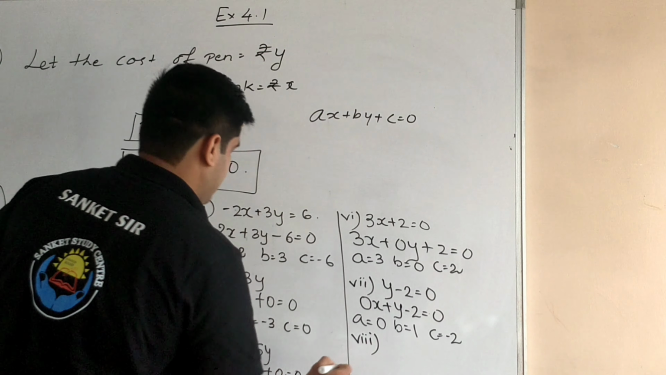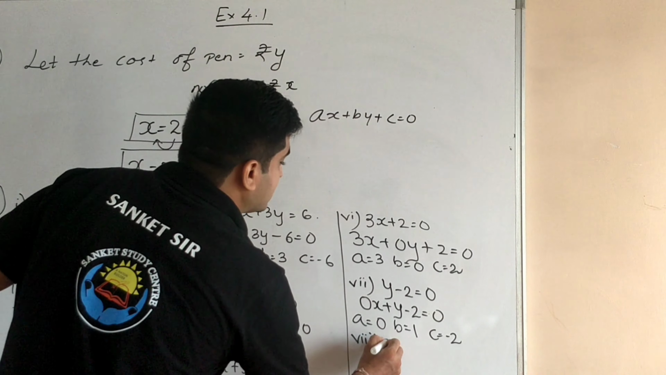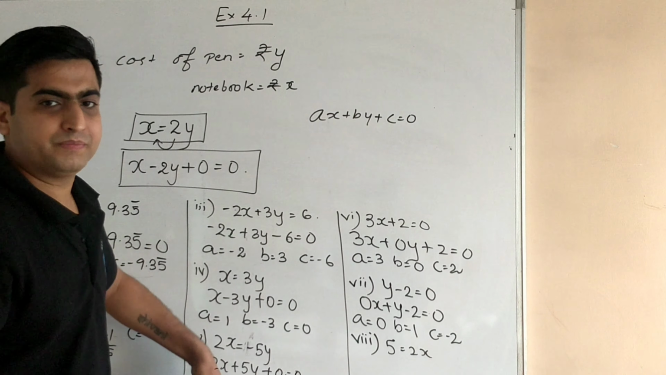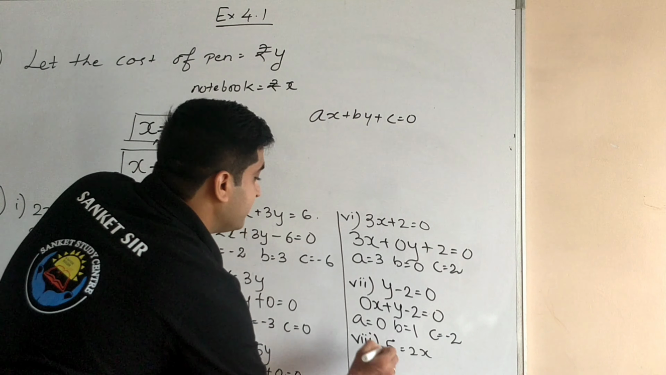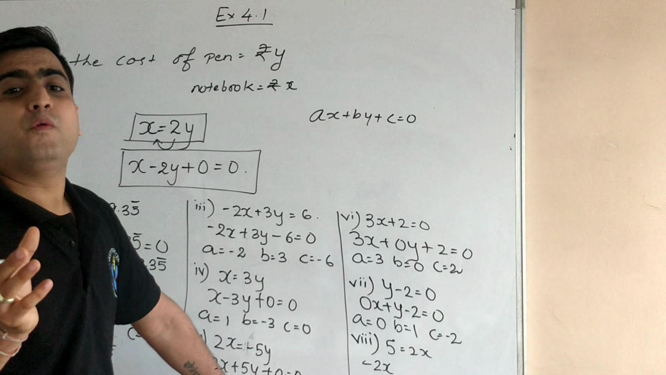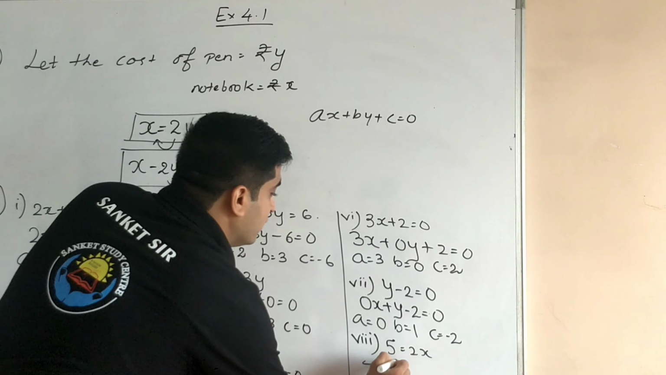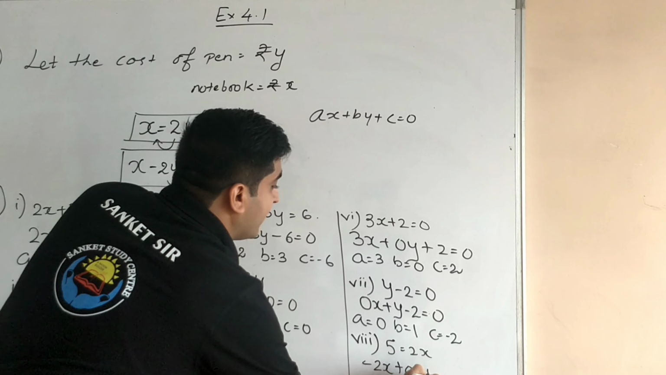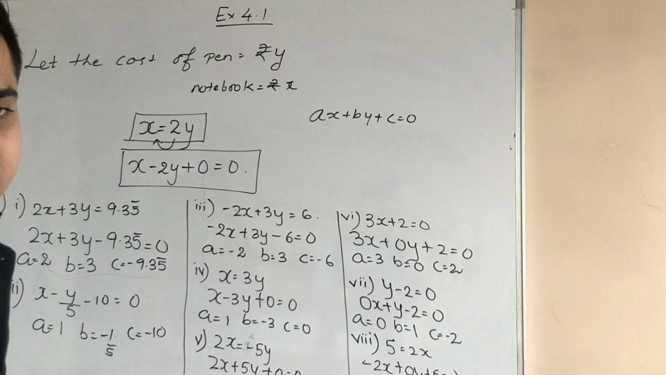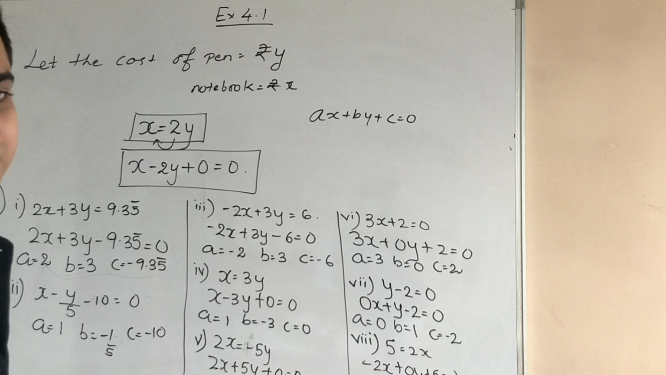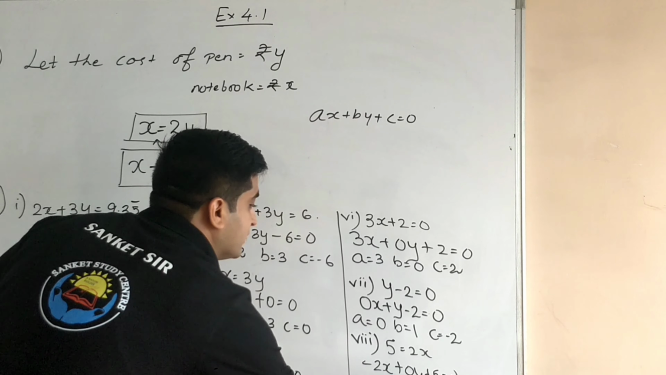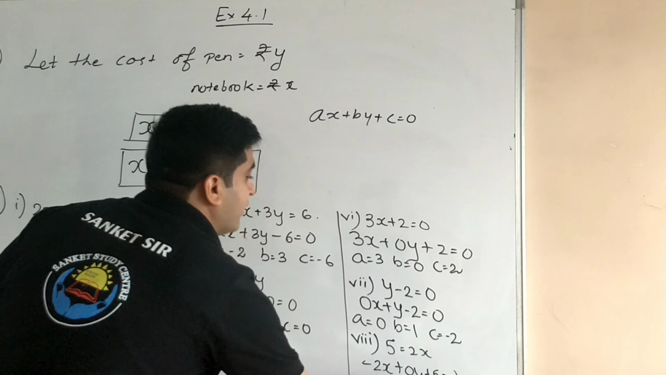And the last, 8th one, 5 is equals to 2x. अब ये 2x को पहले तो मैं यहाँ पे लेके आऊँगा, तो ये हो गया minus 2x, ठीक है, then there is no term like y, so what I will do, 0y and plus 5 is equals to 0. Are you understanding this? Right? And now, all you need to do is, a is equals to minus 2, b is equals to 0, and c is equals to 5.